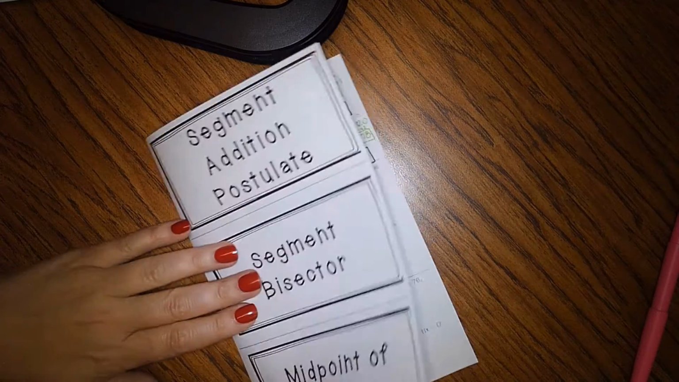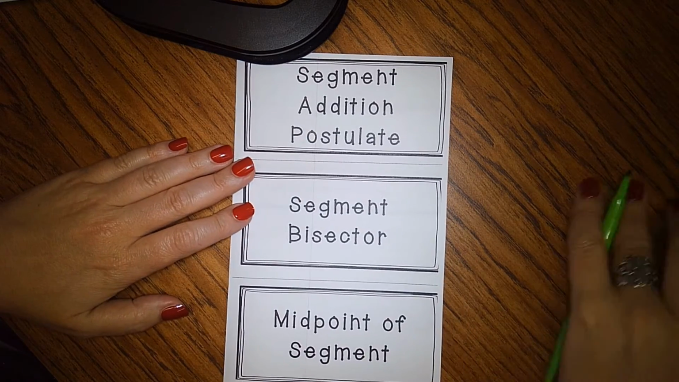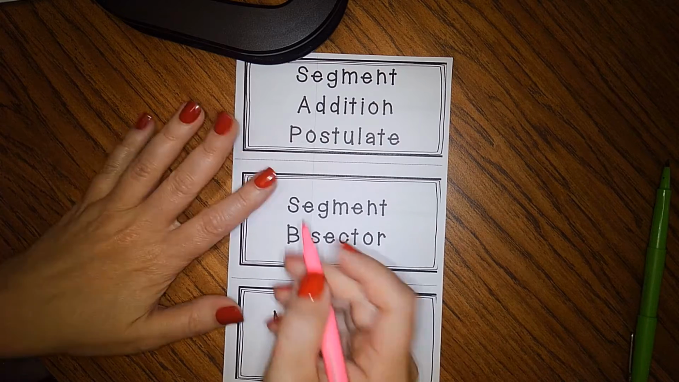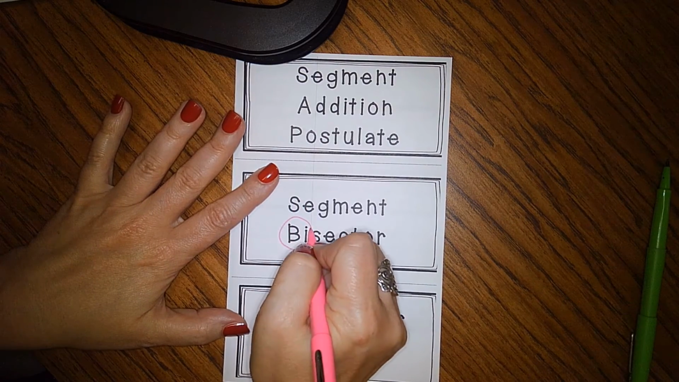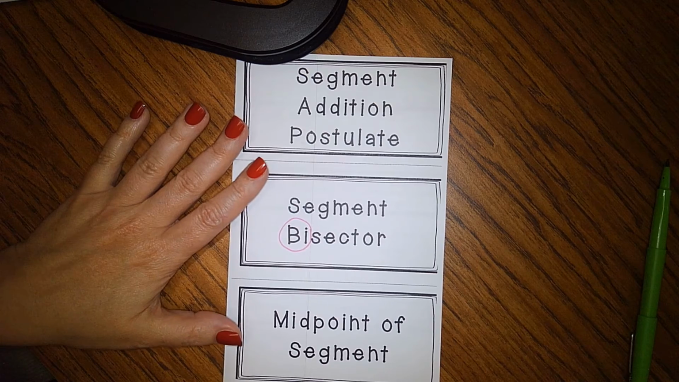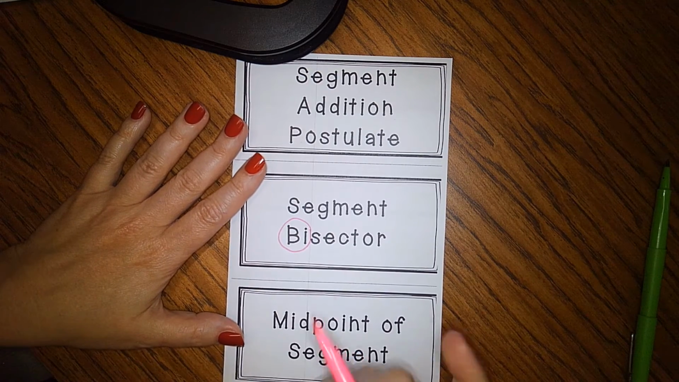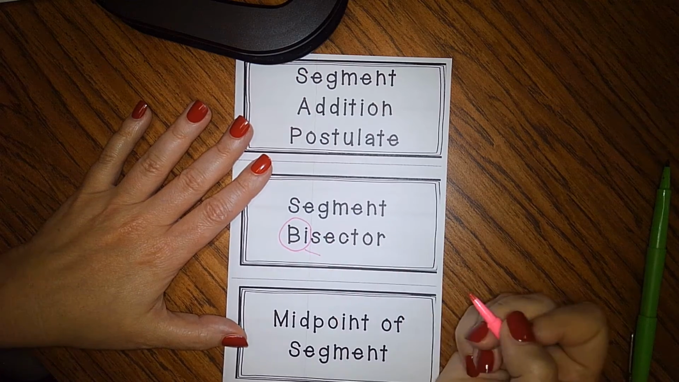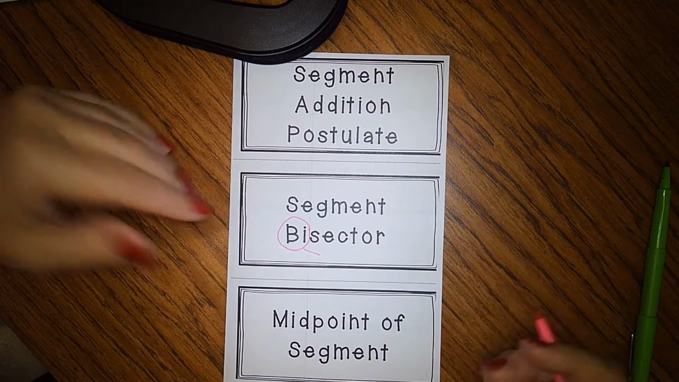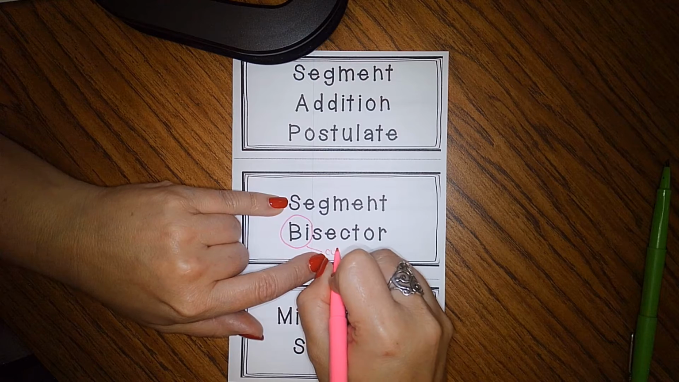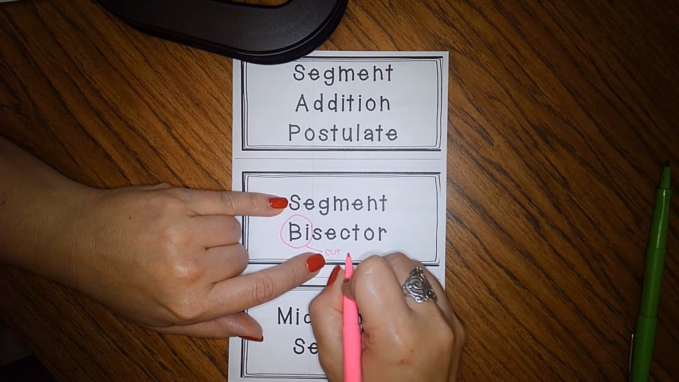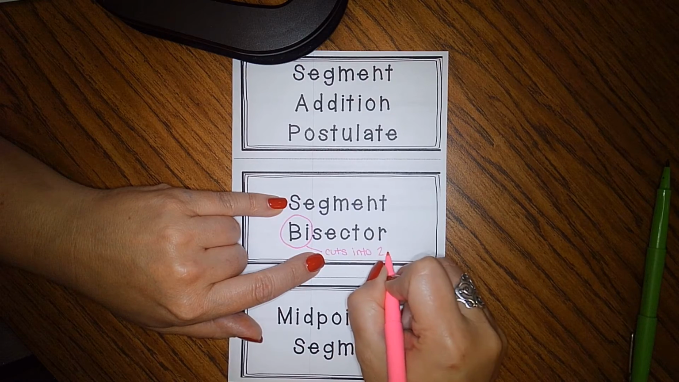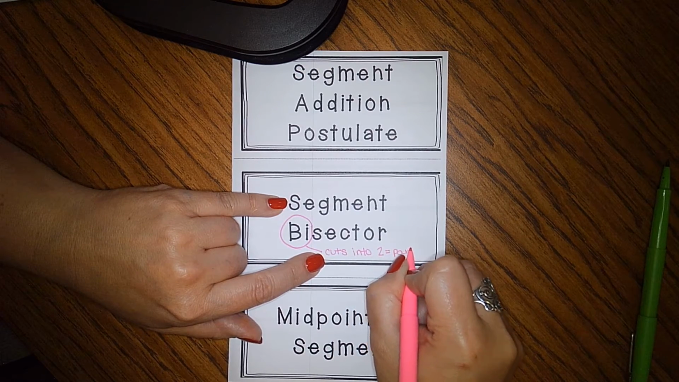All right, next example, or actually next section, we're going on to segment bisector. So a bisector, if you think about the word, when we say bicycle, we mean that it has two wheels. So bi means two. So when we talk about it in geometry, when we bisect something, it's going to cut into two equal parts.